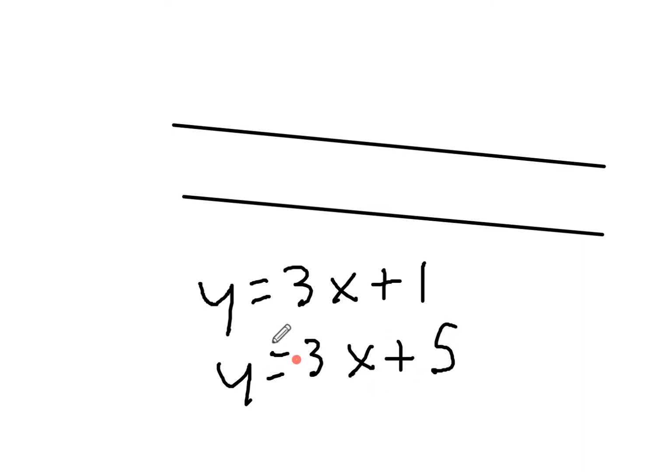And we can see with lines like these, they would be parallel to each other because they would share the same slope, but they would have different y-intercepts. They would never intersect and never overlap, and because of that, they would be parallel.